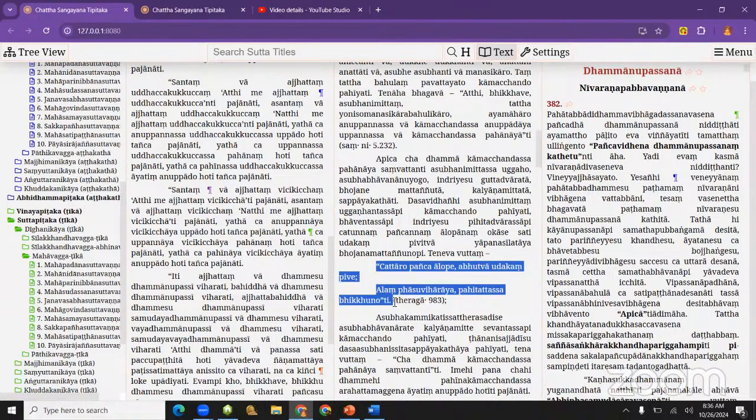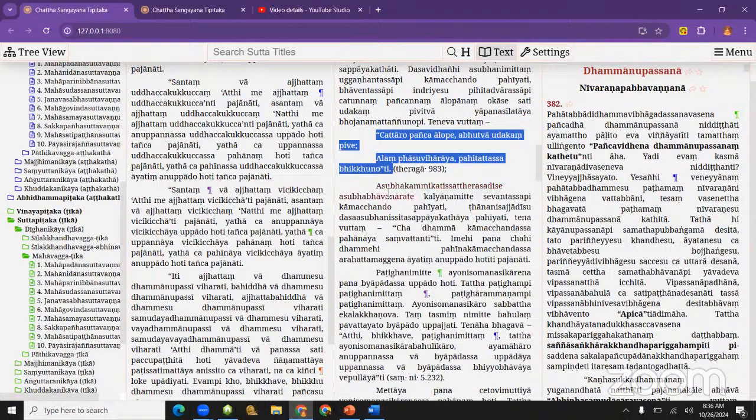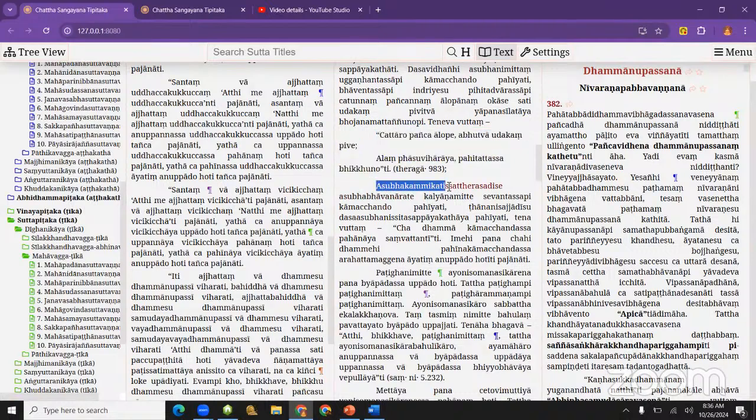And then again, it gives another explanation. So let's move to that. There, asubha bhavana, asubha kammika tissathere sadise asubha bhavana rate kalyana mitte sevantassapi kāmacchando pahiyati. I told you about this Tissa Mahathera. He practiced repulsiveness meditation with regard to the 32 parts of the body, and attained the first jhana through the skeleton meditation. He practiced vipassana up to sankharupekkha knowledge and attained arahantship while going on the road for alms.